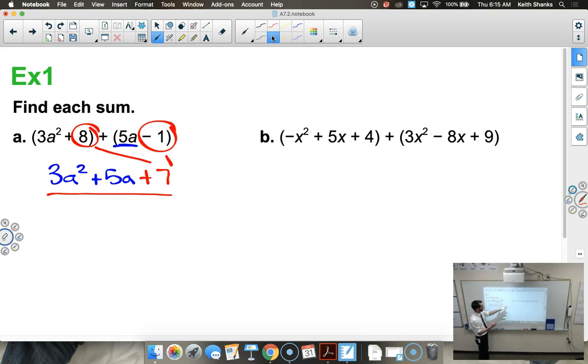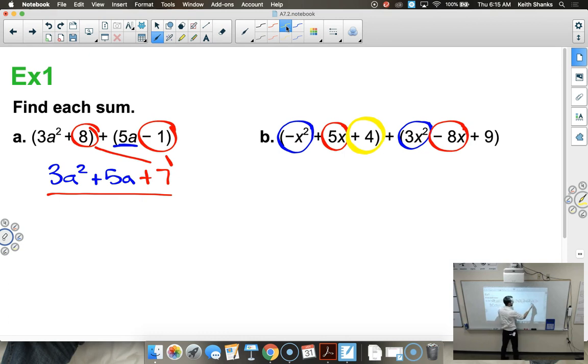So on this one, I would do the same thing. I want to find my like terms, so I'm going to look through it first. The x squared terms, I want to put those together. These are my x's: this one has an x, this one has an x. And the last one here, we've got a 4 and a 9. So those are the 3 different terms I have to deal with.